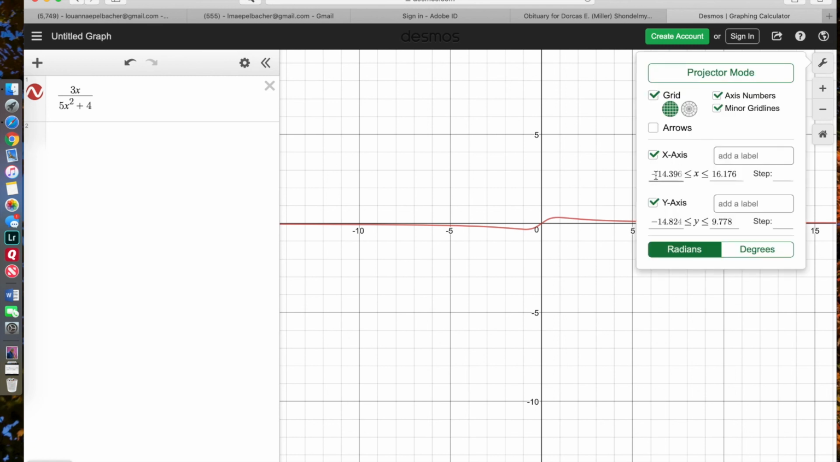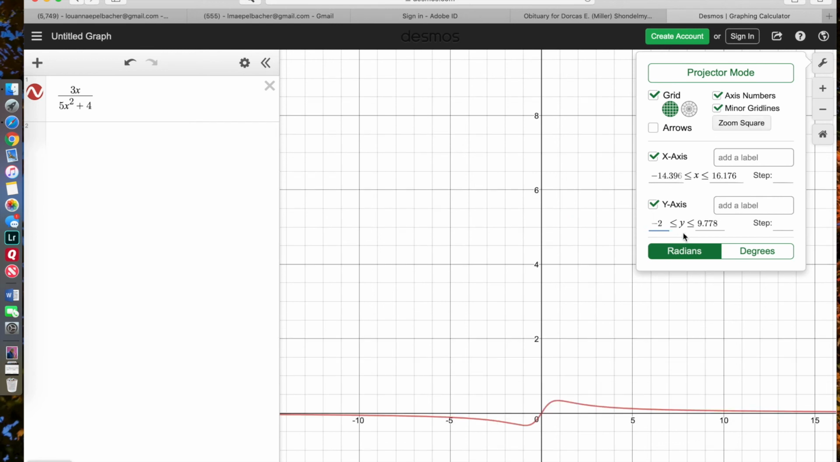Now, remember, we talked about this just a couple of minutes ago, but your horizontal asymptote, and this is different from the vertical asymptote, your horizontal asymptote is, hang on a second, let me just change these values and I'll go back to what I was saying.